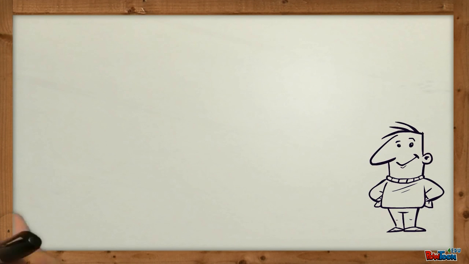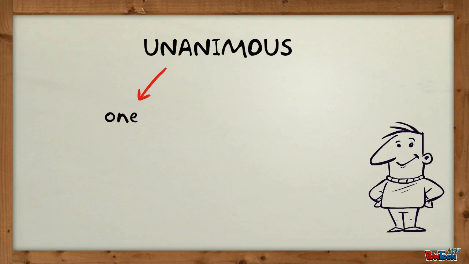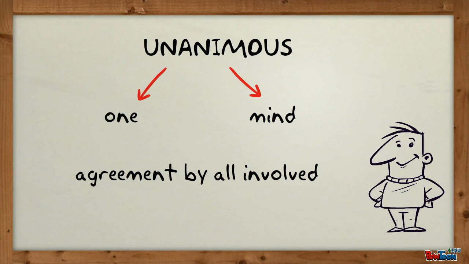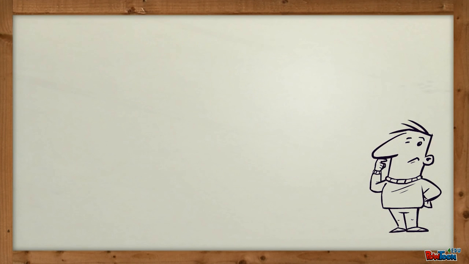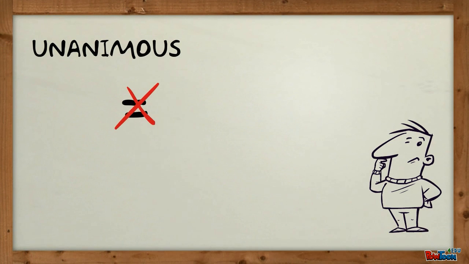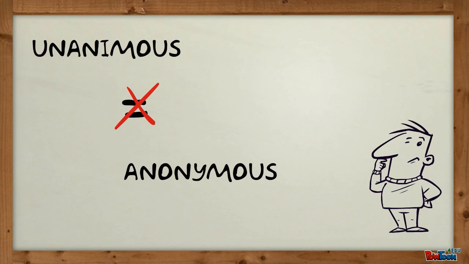Next up is unanimous. Un means one, and anim means mind, with ous meaning pertaining to. So unanimous is pertaining to one mind, or agreement among everyone involved. It comes from the Latin. Do not confuse this with anonymous, which comes from the Greek and means no name, like an anonymous author. They really mean two very different things, so try to keep them straight.